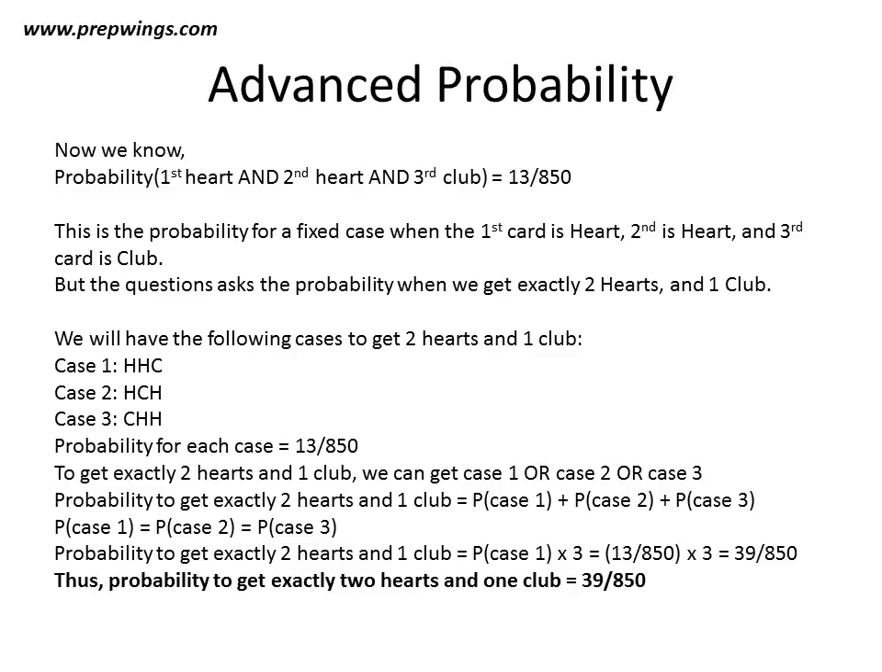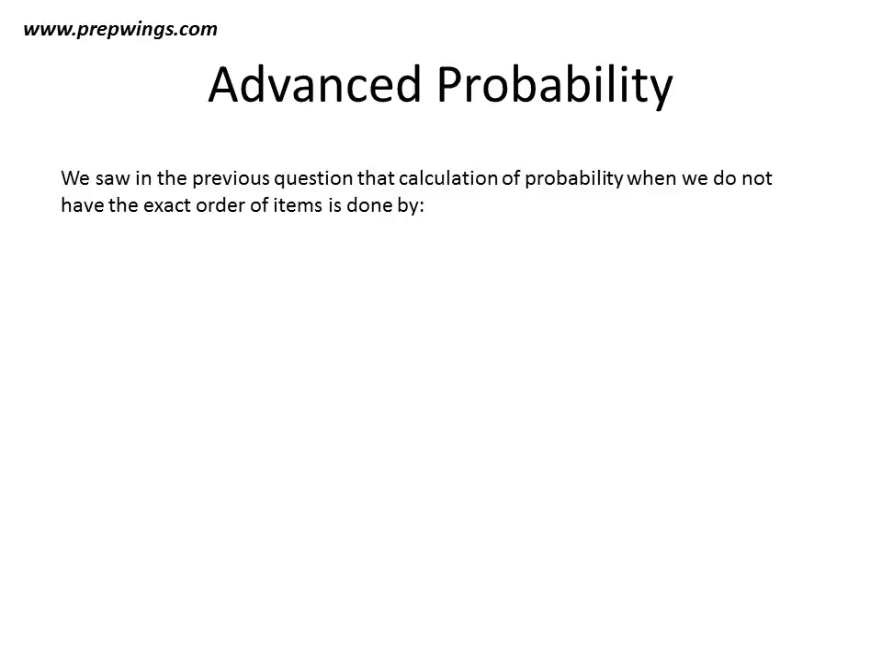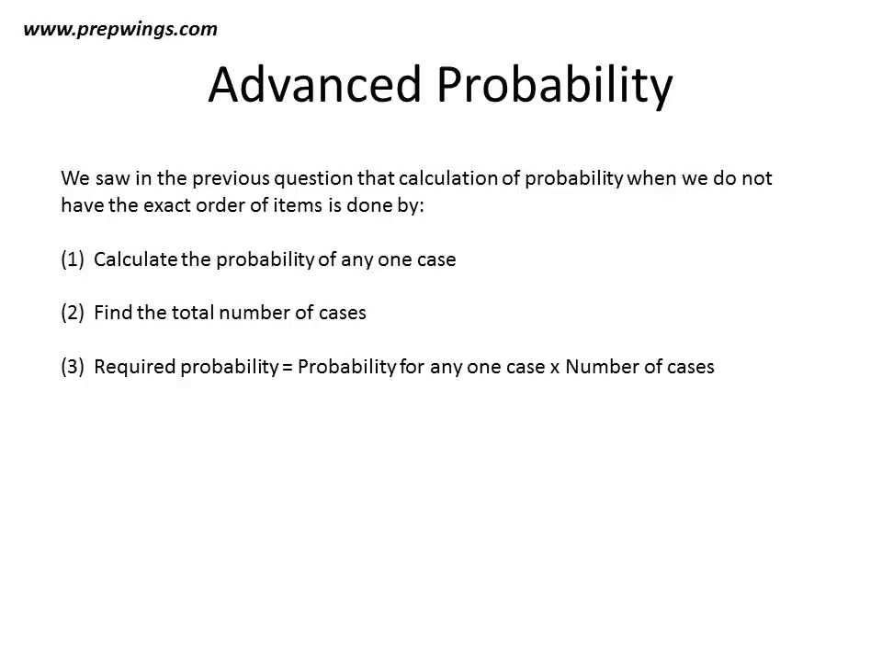So now we'll look at the method that we followed. Whenever we do not have the exact order, like in the previous question which says 2 hearts and 1 club, there was no order for it, then what we'll do is we'll calculate the probability of any one particular case. We'll find the total number of cases, and then the required probability will be equal to the probability of any one case multiplied by the number of cases. So we'll look at one more example to gain more clarity.